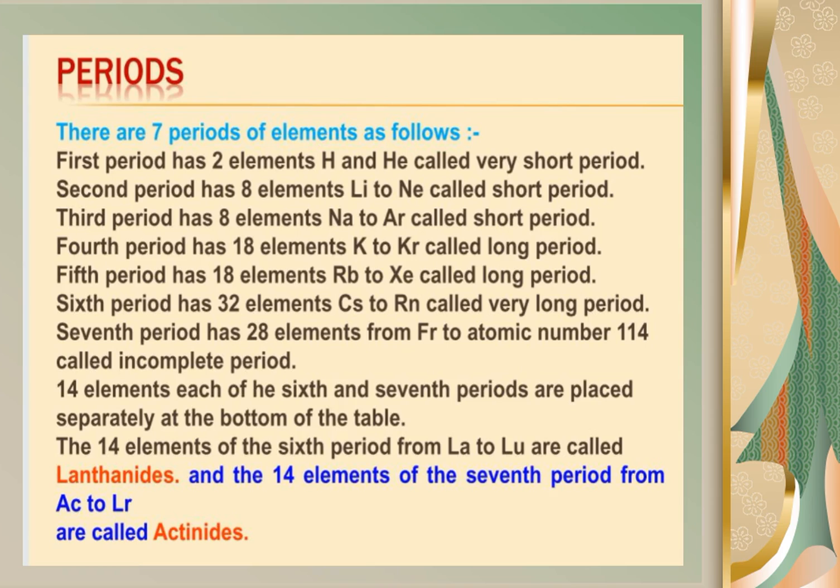The sixth period has 32 elements, cesium to radon, called a very long period. The seventh period has 28 elements, from francium to atomic number 114, called an incomplete period. 14 elements each of the sixth and the seventh period are placed separately at the bottom of the table. The 14 elements of the sixth period, from lanthanum to lutetium, are called lanthanides, and the 14 elements from the seventh period, from actinium to lawrencium, are called actinides.